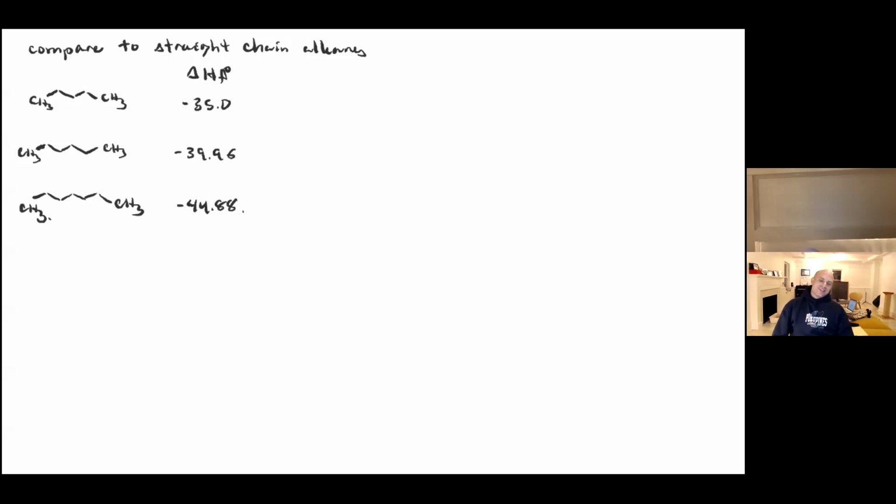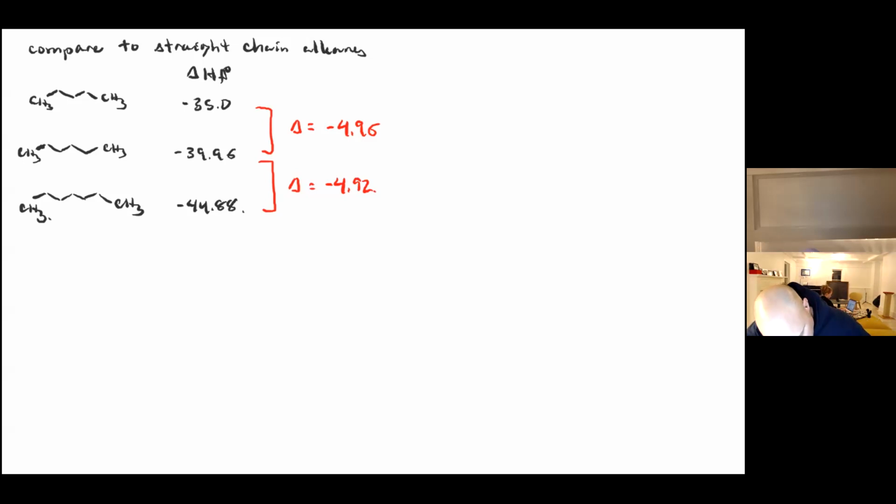Okay, and if I look at the successive differences between each of those, I can get a delta for each CH2 group. So the delta here is minus 4.96. The delta here is minus 4.92. So overall, for acyclic saturated hydrocarbons, I give off about 4.9 kcals of energy for each additional CH2 group.